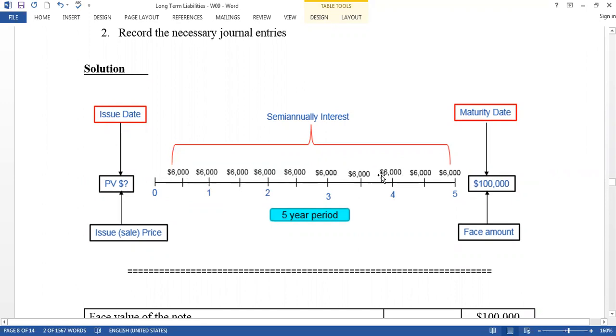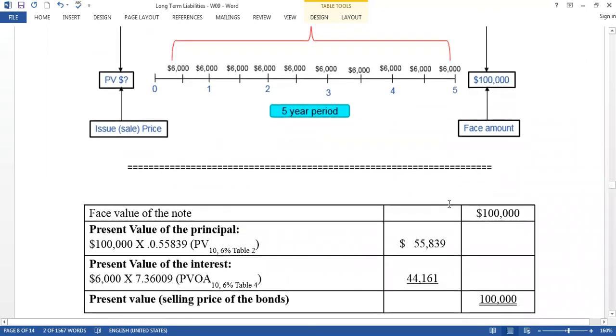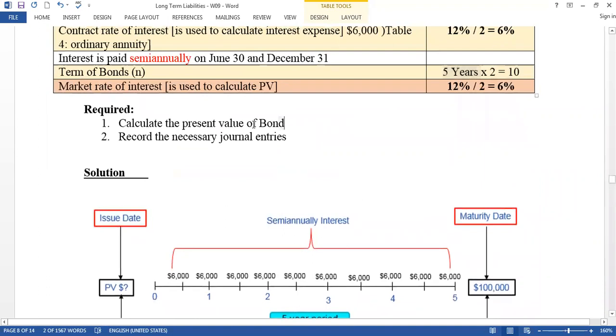So $6,000 is a similar amount and it is paid more than one time, right? And the first payment is not today. So obviously we are going to use table four. And this $100,000 is only one time, right? Only one time, and we are going to use table two. Now, requirement one says to calculate the present value of the bond.